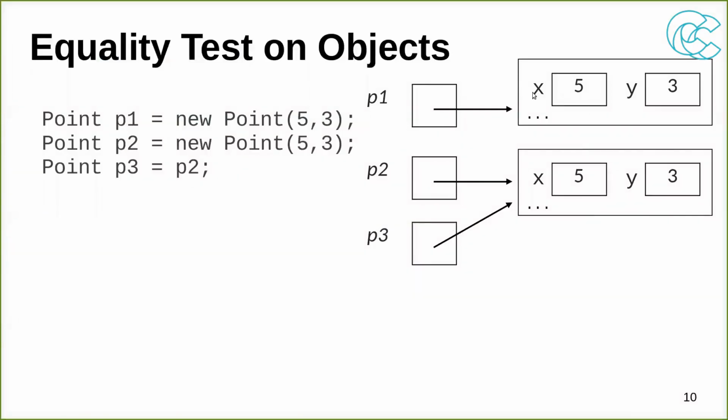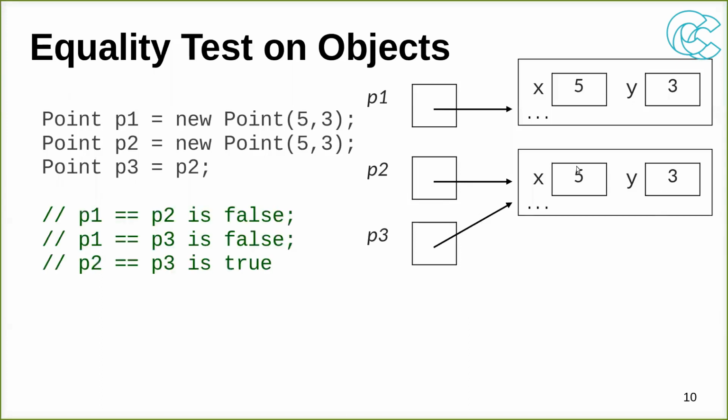So this is the state, right? You have P1 with x and y as 5 and 3. This is one memory location. You have P2 which has x and y as 5 and 3. This is a different memory location. And since you assign P2 to P3, the memory locations get assigned to each other. So this also points to the same memory location.